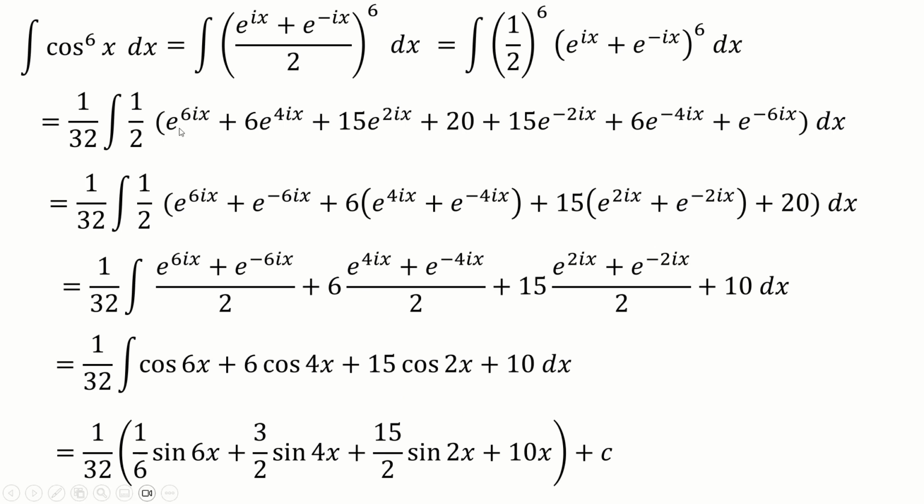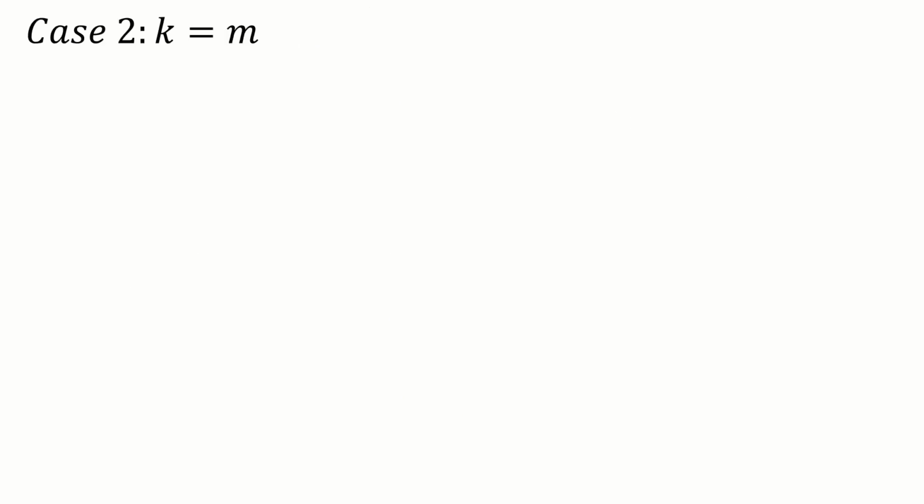Now, what about though? So that was the case k or m was 0. What about the case where k and m are equal to each other? So this is a special case, kind of. So for example, sine to the 6x times cos to the 6x.